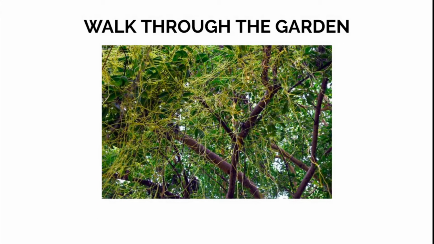Now suddenly you spot a tree which is covered with yellow colored noodles all over. So what are these yellow colored noodles? Now this is Cuscuta, or Amar Bel, as it is called in Hindi. Now this is also a plant, but the problem is that this plant cannot make its own food because it doesn't contain chlorophyll.